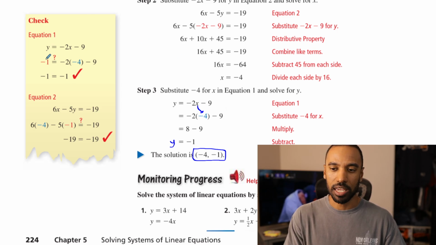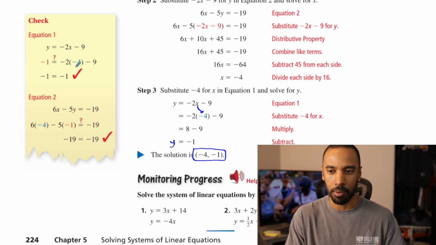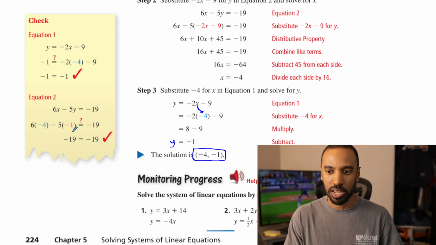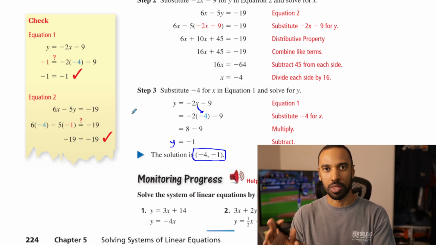Now, they did a double check in both equations here. I don't know if I'm going to be doing that unless it's like a requirement or I want to mention it the first time. But you see the left side equals the right side by substituting negative 1 for y, negative 4 for x, negative 4 for x, negative 1 for y. You get negative 19 equals negative 19. It all works out. That's a solution without the graphing needed.